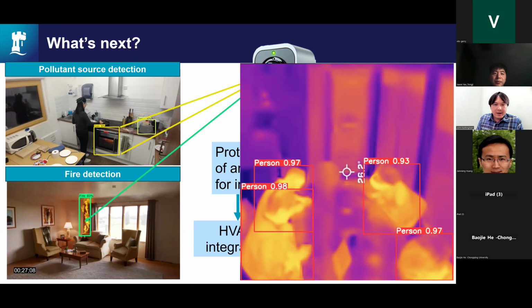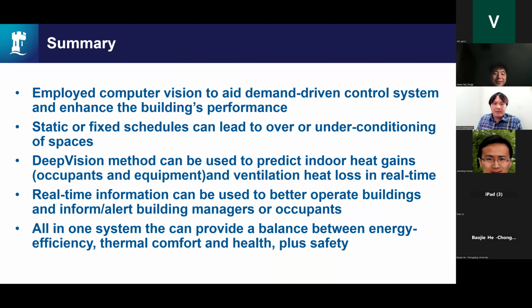So just to quickly summarize, I've shown how we can apply a vision base to aid the demand-driven control of buildings. I've shown the issue with using static or fixed schedule controls, which can lead to over or under conditioning of spaces. And the target is to have an all-in-one system that can provide a balance between energy efficiency, thermal comfort, health, and safety as well.